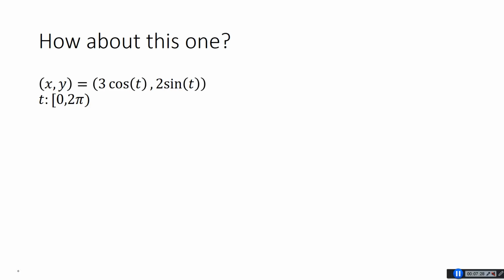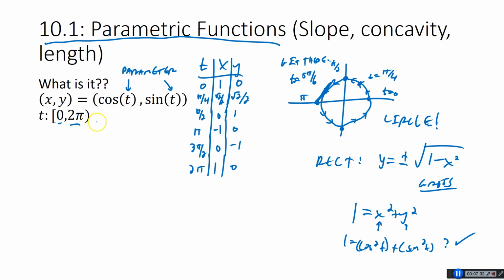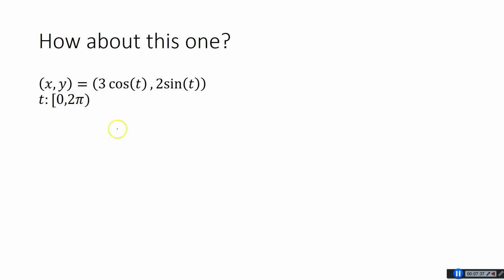We have 3 cosine t and 2 sine t. So the way I think about this is cosine is maximized at 1. So this goes from negative 1 to 1, and this goes from negative 1 to 1 as well. Let's think about it now. So now 3 cosine t can go from negative 3 to 3. 2 sine t can go from negative 2 to 2.